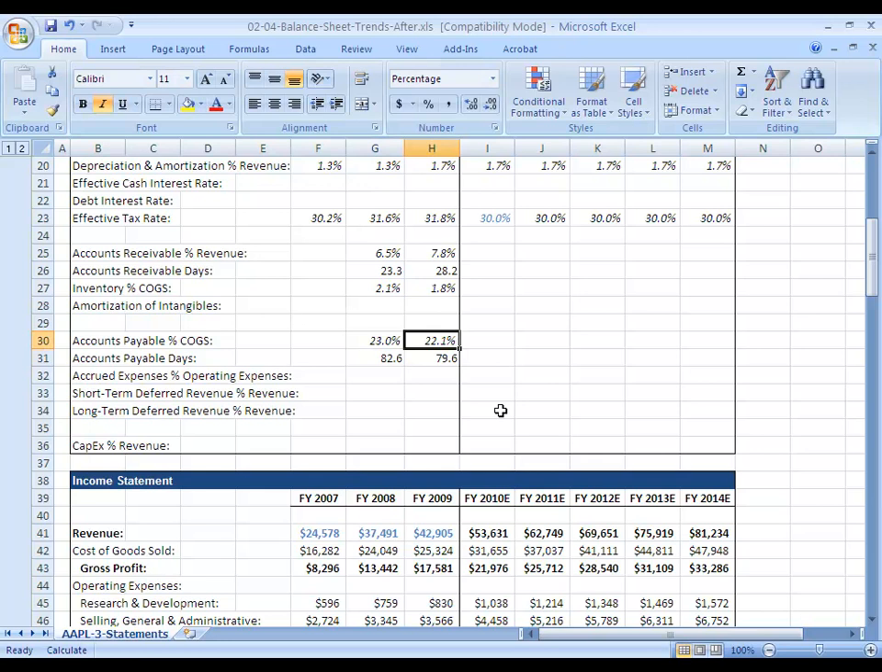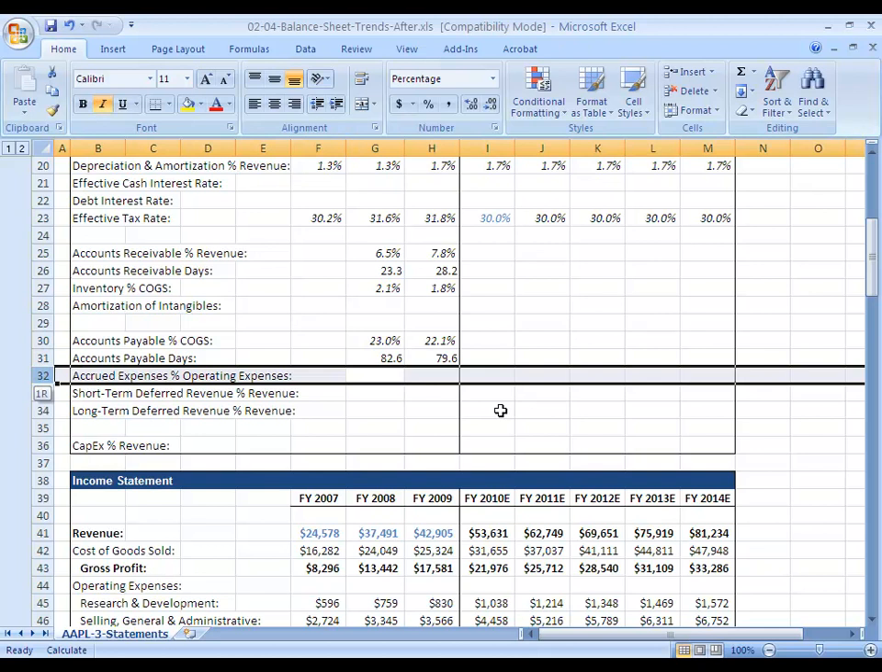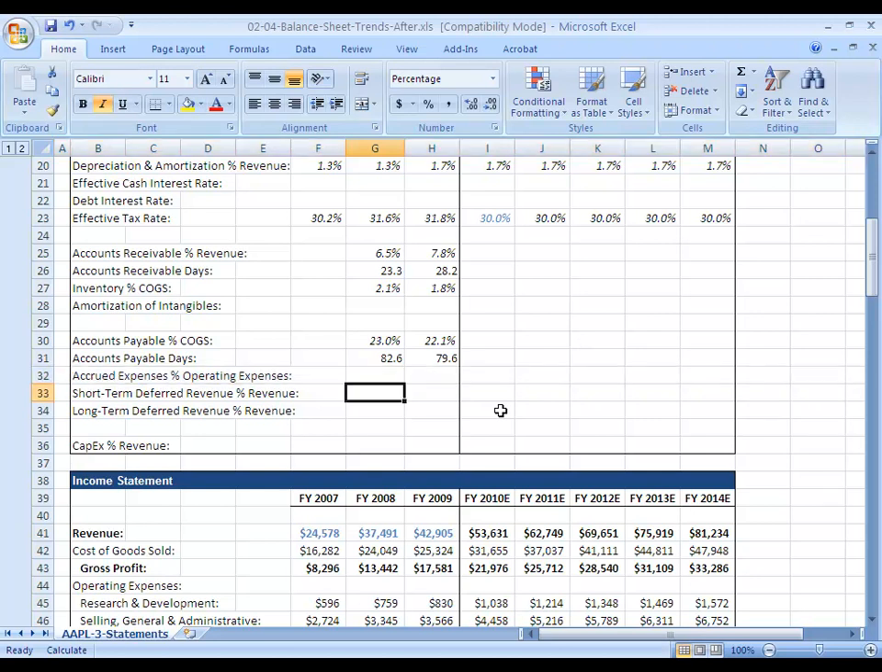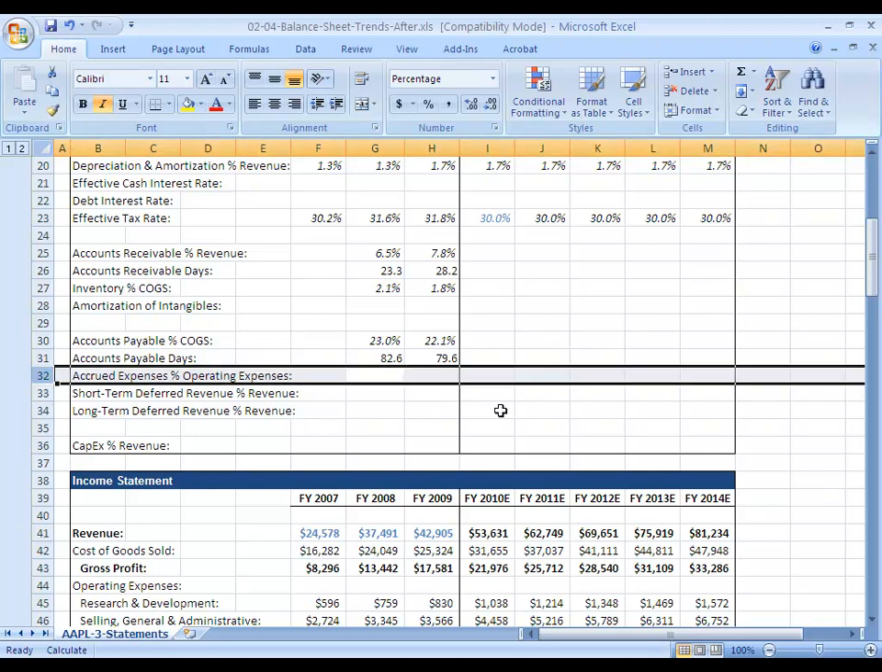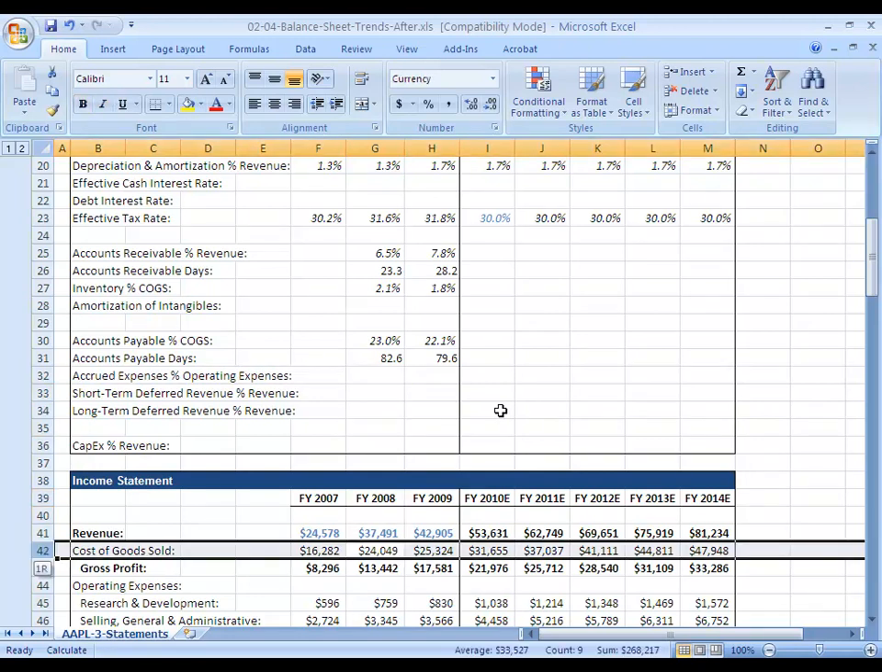The next one is accrued expenses. Now remember that accrued expenses represent expenses that have been shown on the income statement as expenses, but have not actually been paid out yet in cash. So for this one, we're going to look at these as a percent of operating expenses. We could actually look at them as a percentage of COGS as well. It really depends on the nature of what's in there.